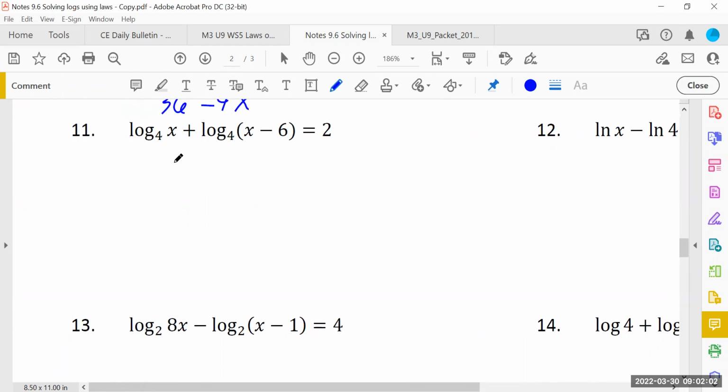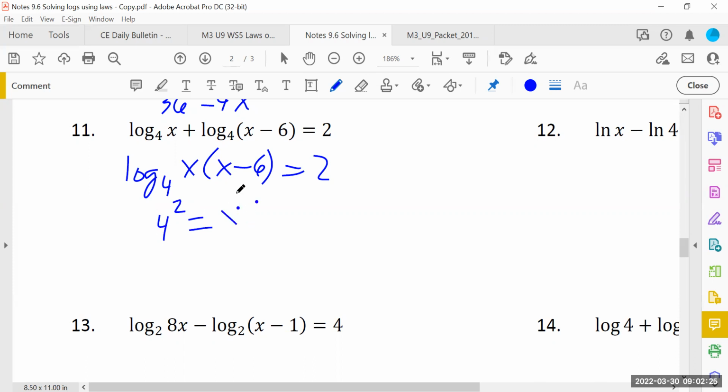Number 11. Okay, here we get into something new. Log base 4 of x times x minus 6 equals 2. When I switch this, 4 comes down, 4 to the 2nd power equals x times x minus 6. 4 squared equals x times x minus 6. I can distribute the x in. I get x squared minus 6x equals 16.